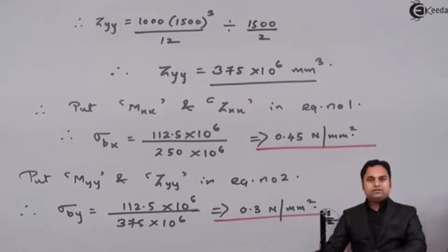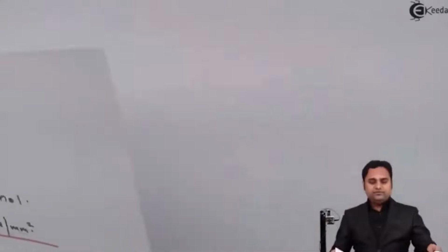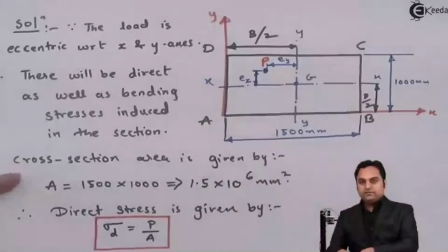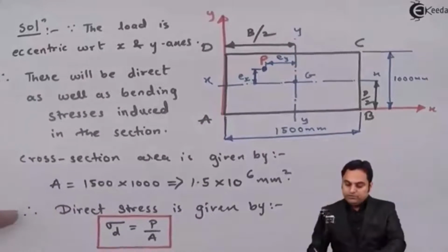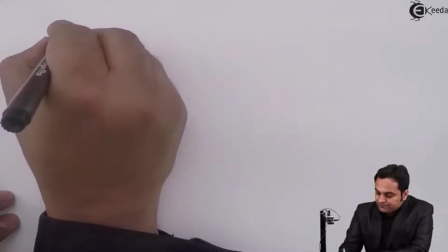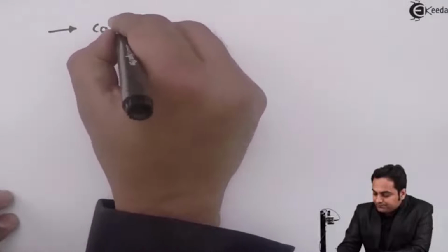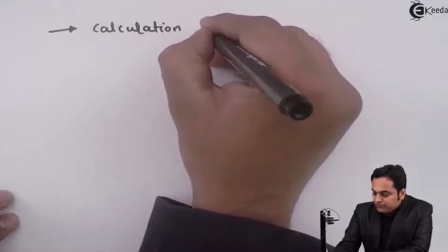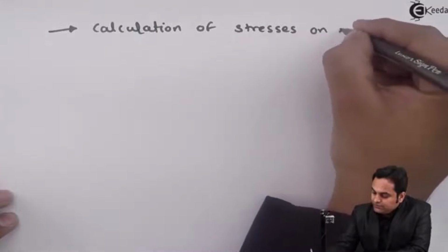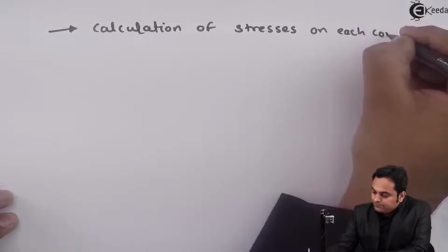Now the question was to calculate the stresses on the faces. So for that, first I'll calculate the stresses at all the corners and then see what we have to do here. Now I'll start with D because the load is closer to D. So I'll say that this is the calculation of stresses on each corner.